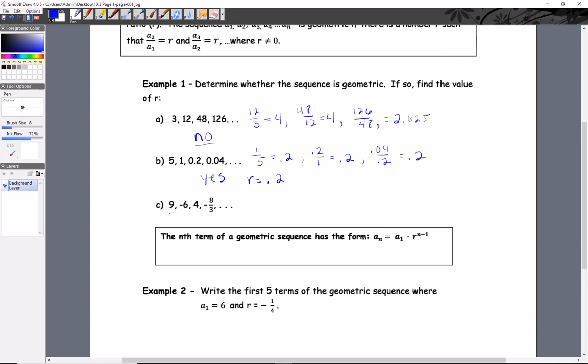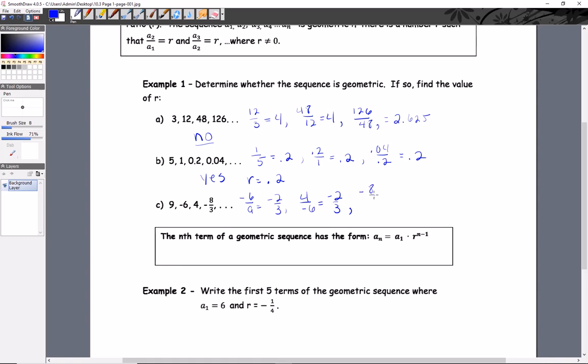All right, so we'll look at C, and we do note that we have alternating signs on this. That might make you think that it's not going to work, but let's try it. Negative 6 divided by 9 is negative 2/3. Let's check the next one. 4 over negative 6 reduces to negative 2/3. Aha!